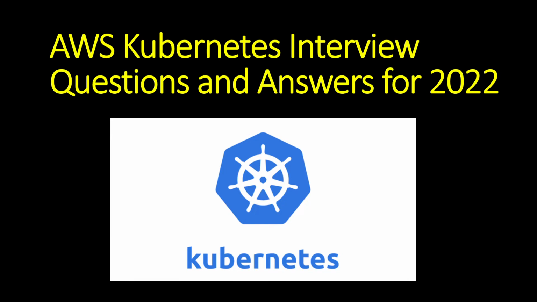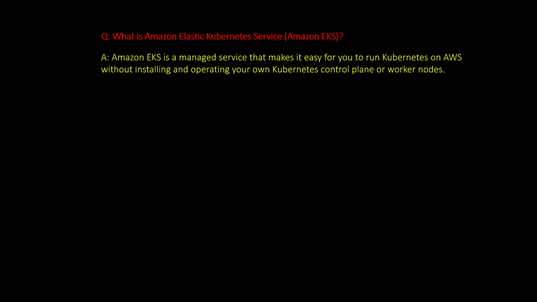Today we are going to show you the interview questions for AWS Kubernetes interview question and answer for 2022. First question is, what is Amazon Elastic Kubernetes Service, Amazon EKS? Amazon EKS is a managed service that makes it easy for you to run Kubernetes on AWS without installing or operating your own Kubernetes control plane and worker nodes.